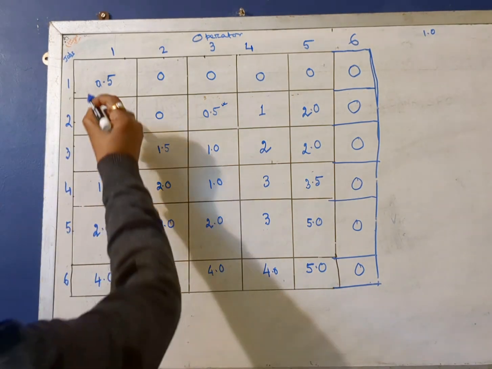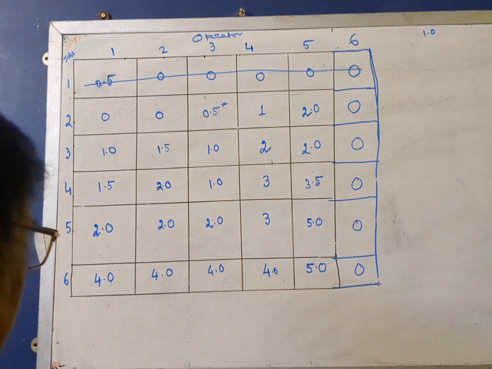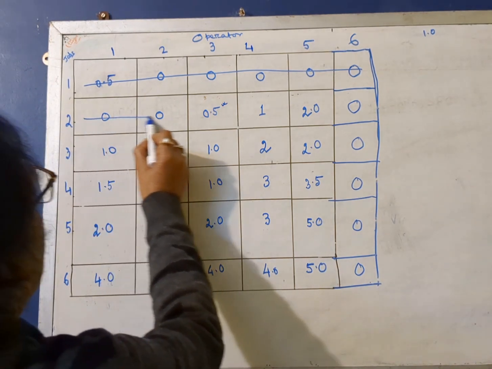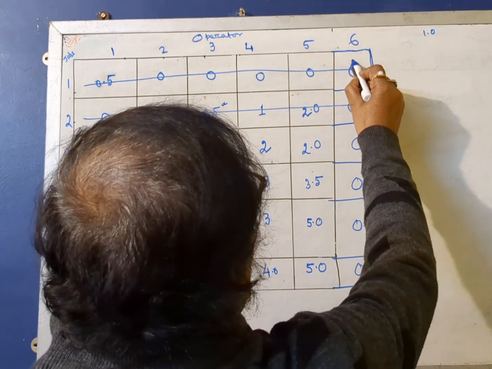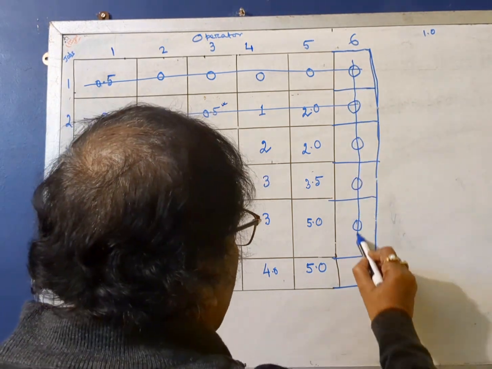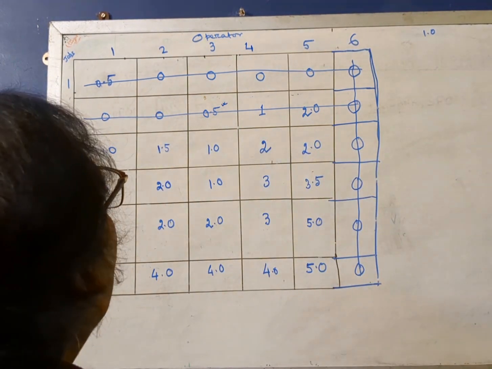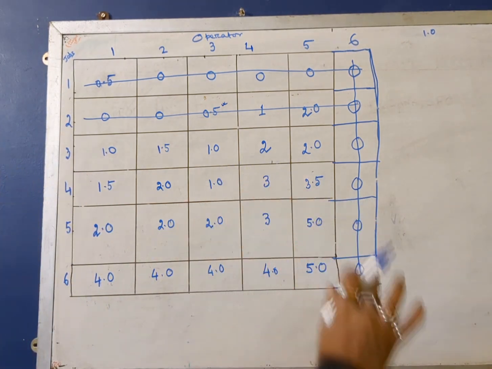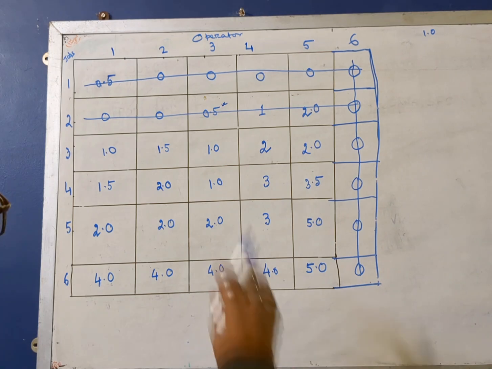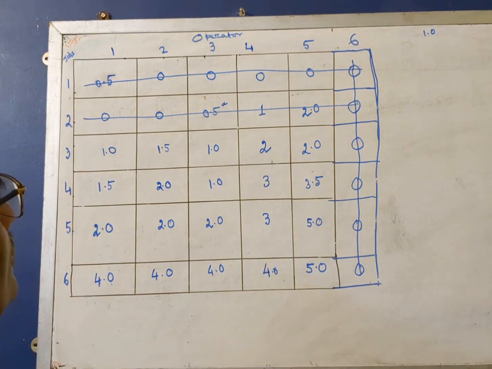By the minimum number of horizontal and vertical lines, you have to cover all the zeros. In this case, suppose I am drawing this line 1. Next, this is also another line, and this is another line. I think all zeros have been covered. No zero has been left out. So only 3 lines have been used here to cover all the zeros.